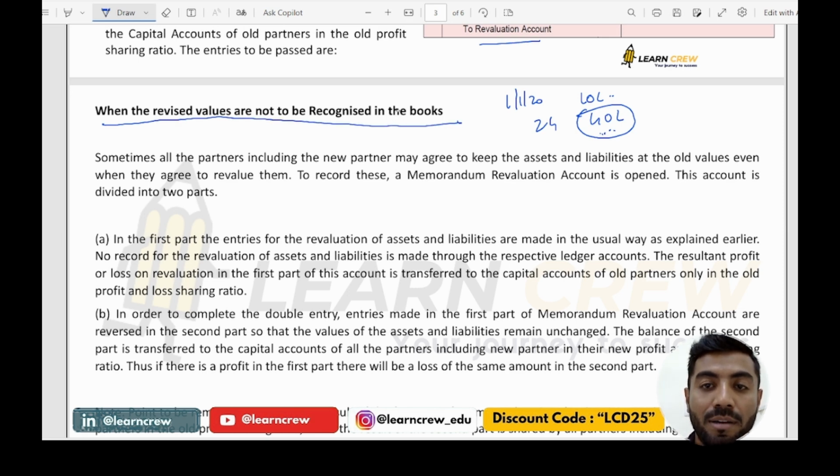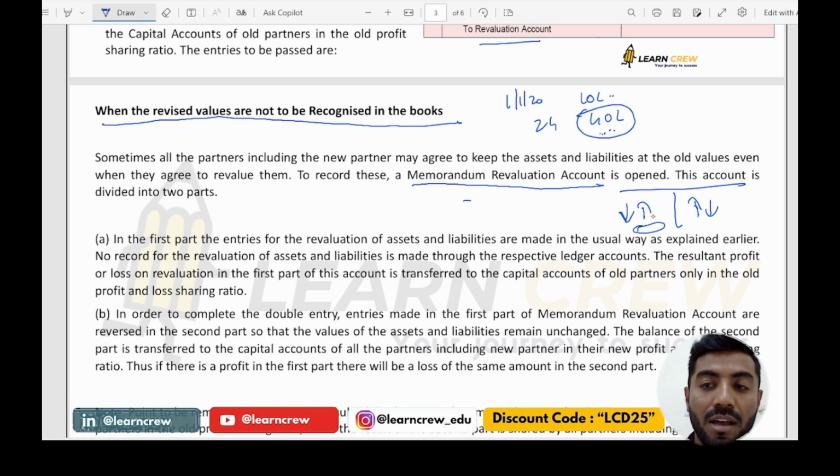So here there is something called memorandum of revaluation account, which is what we need to do. This account has two parts. Generally it is a revaluation account only. Okay. But it's divided into two parts. What you have to do? Same as what we discussed. Revaluation account, all increase in assets and decrease in liabilities to be recorded, decrease in assets and increase in liabilities to be recorded. So once we record, we will be getting a profit or loss.